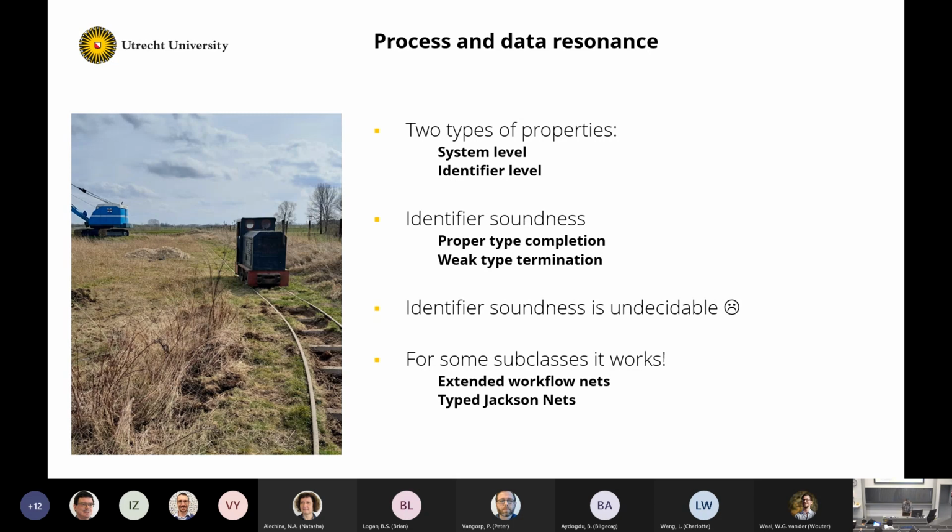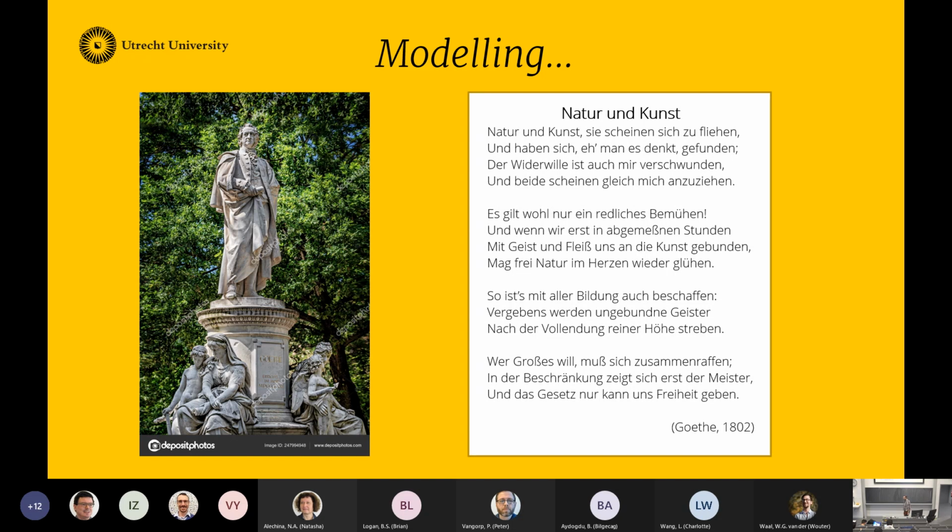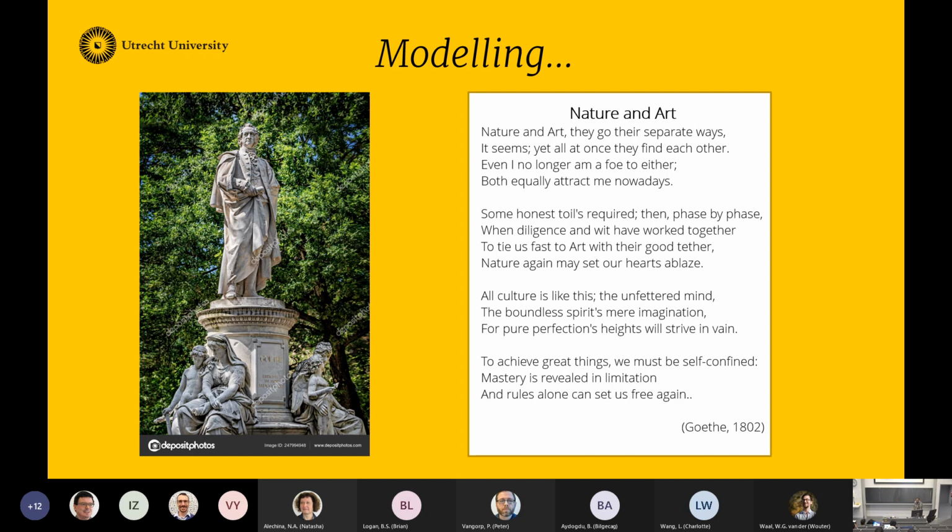And then what I always do is I end with this poem by Goethe. And if your German is not too good, that's why I did a PhD in Berlin as well. Here it's in English. It's the famous one that says, to achieve great things, we must be self-confined. Mastery is revealed in limitation. And rules alone can set us free again. So stick to the rules and you have lots of freedom to model.